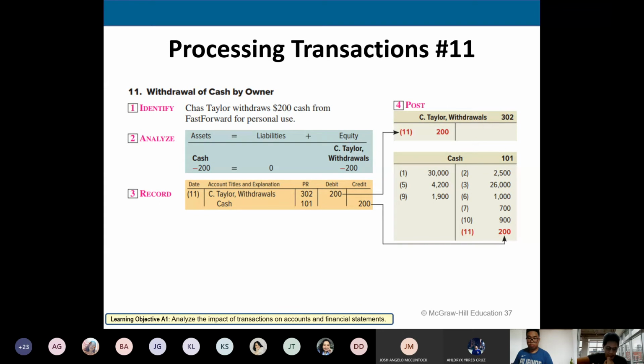C. Taylor withdrawals or C. Taylor drawings. We can actually use the account of drawing in place of withdrawals. Depende na sa given sa problem. Pag sabi sa problem, drawings, gamitin nyo yun, C. Taylor drawings. Pag sinabi namang withdrawals, you can use the C. Taylor withdrawals. Kung ano yung mga codes or account titles na binigay sa problem, you use that.